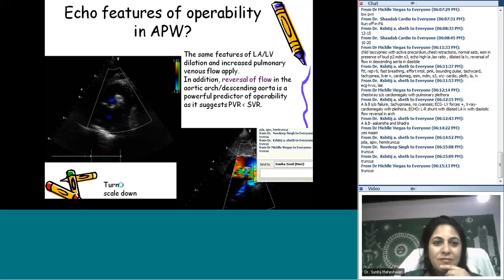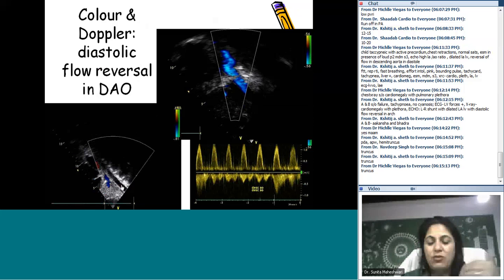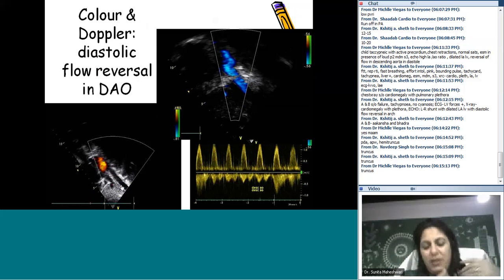Okay, so this is just some more, this is showing you reversal of flow in the descending aorta. You can also Doppler it, and so normally when you look from below, you have a flow that's coming, your Doppler is coming towards you. Now you're also going to have reversal with flow going back.